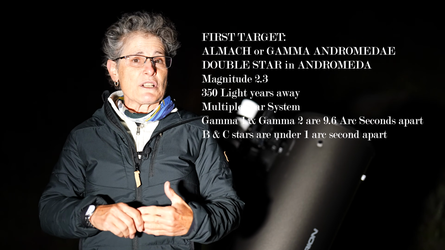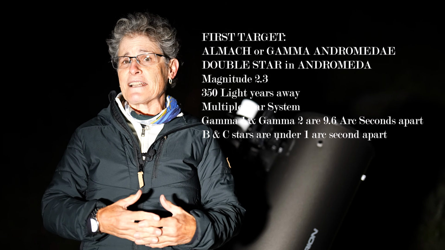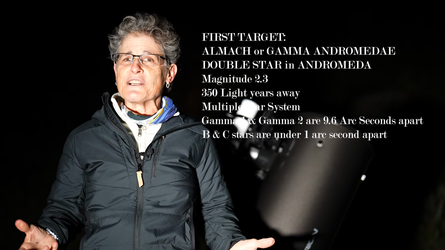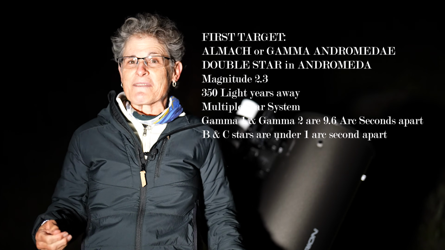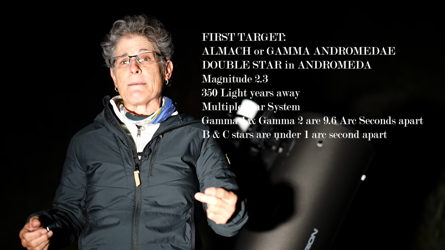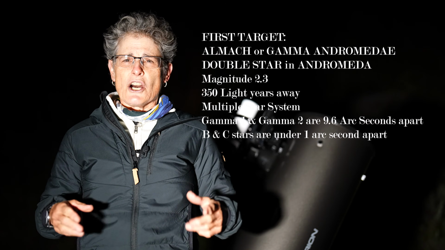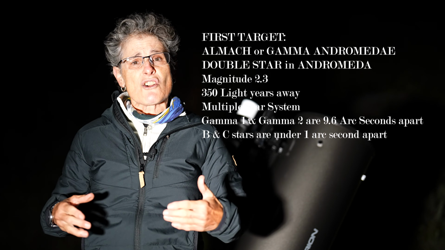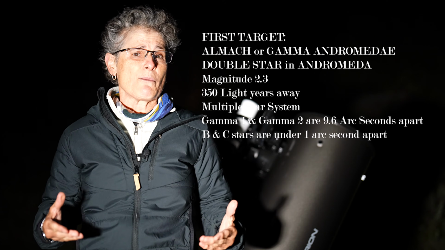Almach. Almach, also known as Gamma Andromedae, is visible to the naked eye at magnitude 2.3. It's 350 light years away, but it's actually a multiple star system. The main pair, Gamma 1 and Gamma 2, are separated by 9.6 arc seconds. The other components, the B and C stars, are too close to be separated by an amateur telescope because they are under 1 arc second apart.